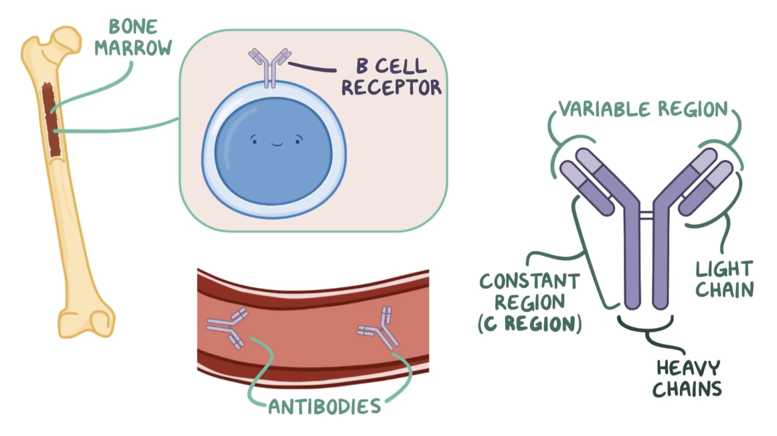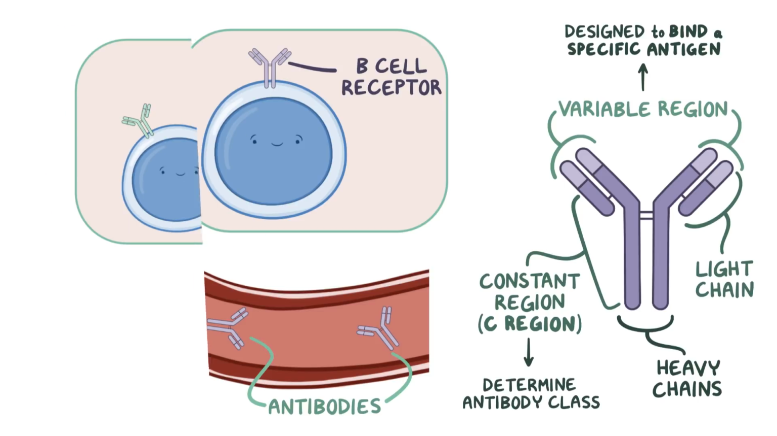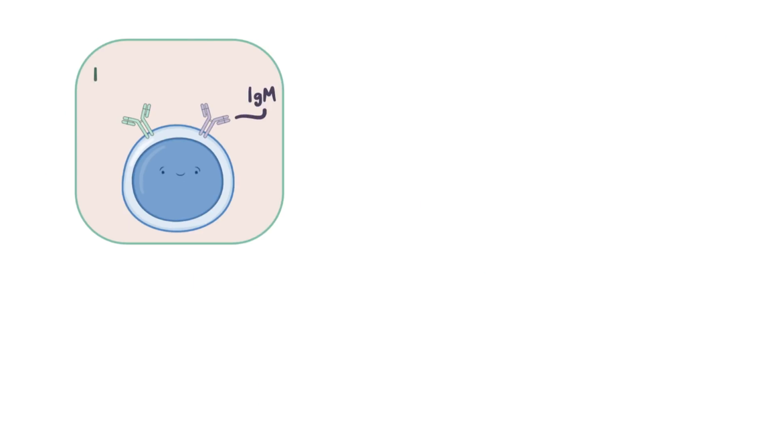Variable regions are unique to each B cell, and they're designed to bind to a very specific antigen, whereas constant regions determine the antibody class. Initially, all of the B cells have IgM and IgD class antibodies on their surface, with each B cell recognizing and binding to its own unique antigen.